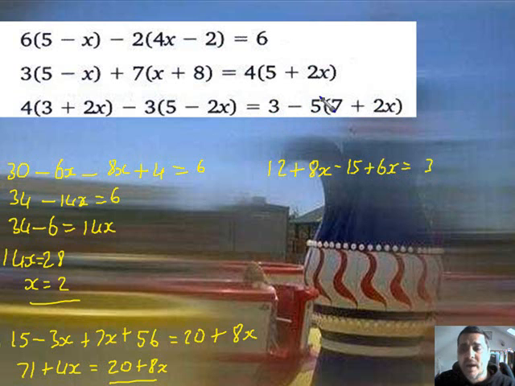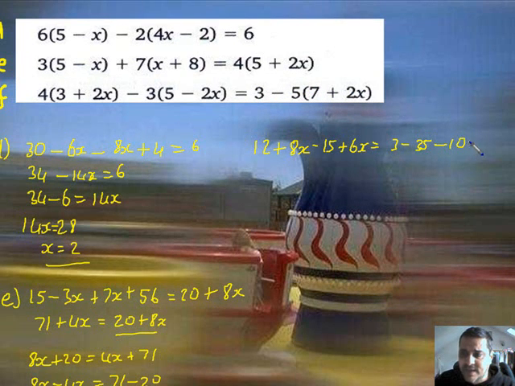No, it's 3 and the minus 5 is attached to the bracket. So minus 5 times 7 is going to be minus 35, and minus 5 times 2x is minus 10x. Let's just simplify a little bit.